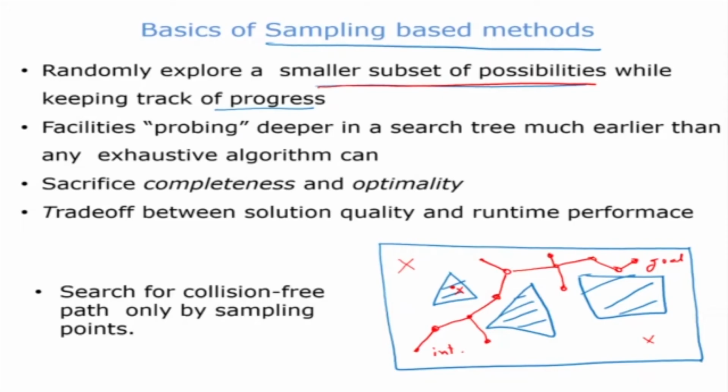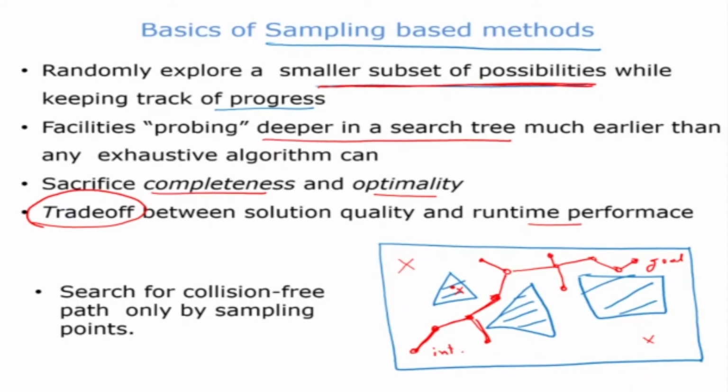So first of all, you can randomly explore a smaller subset of possibilities while keeping track of progress, and you can probe deeper into the search tree much earlier than any exhaustive search can. Say this is my search tree: I started from here, I went there, I went there, I went here, like that. I can probe deeper in the search tree much earlier than any other exhaustive algorithm. We are sacrificing completeness and optimality here, so there is a trade-off between solution quality and runtime performance.